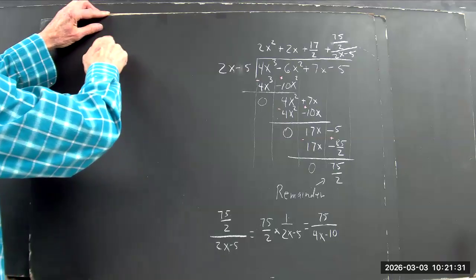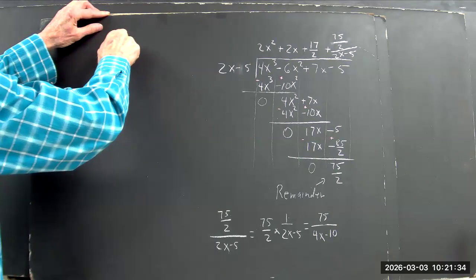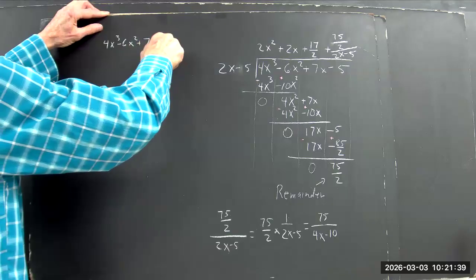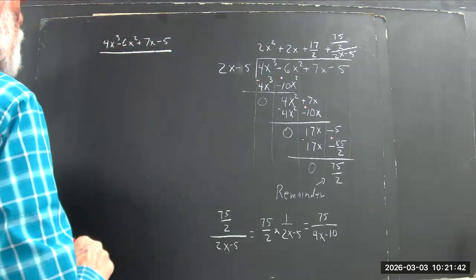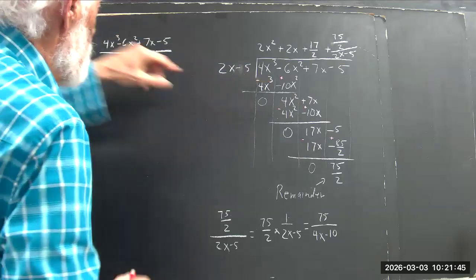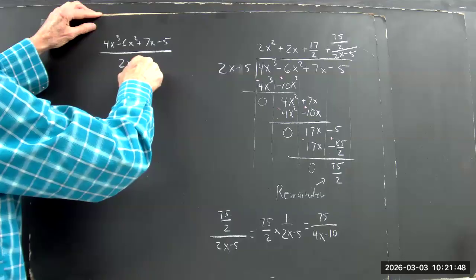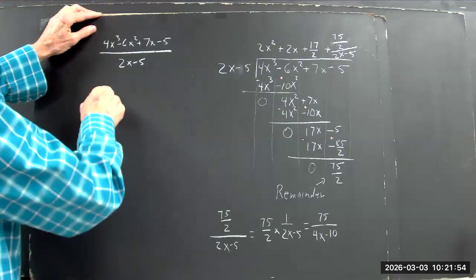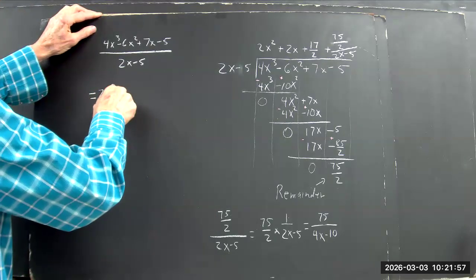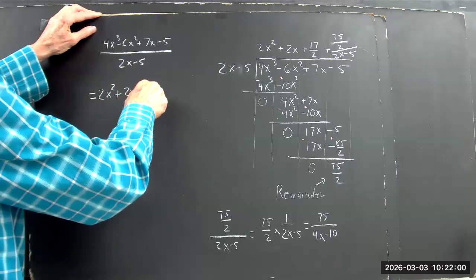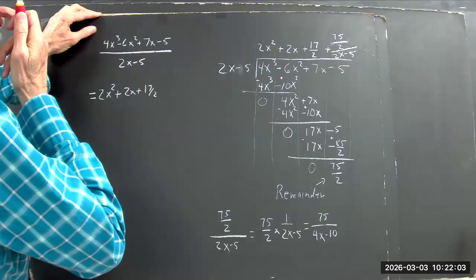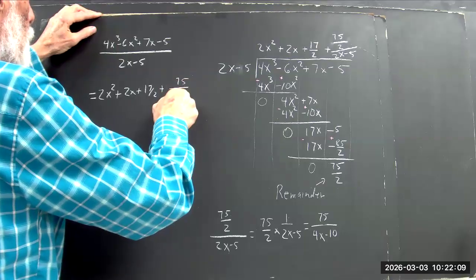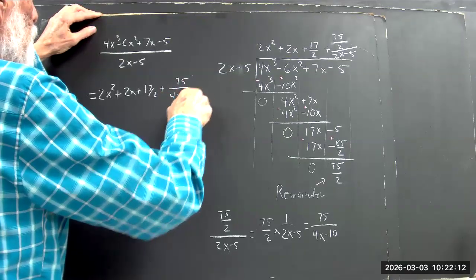I can write this out then as follows. I write the dividend 4x cubed minus 6x squared plus 7x minus 5 as the numerator of a fraction. And that is divided by 2x minus 5. And I'm going to say that if I did my calculations correctly, which we can check, that should give us 2x squared plus 2x plus 17 halves, then plus 75 over 4x minus 10.